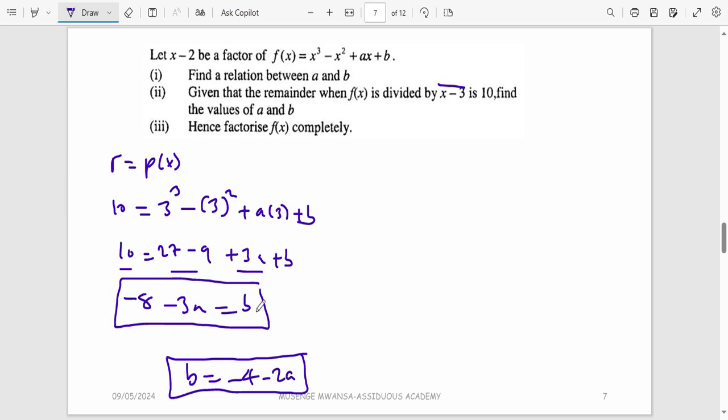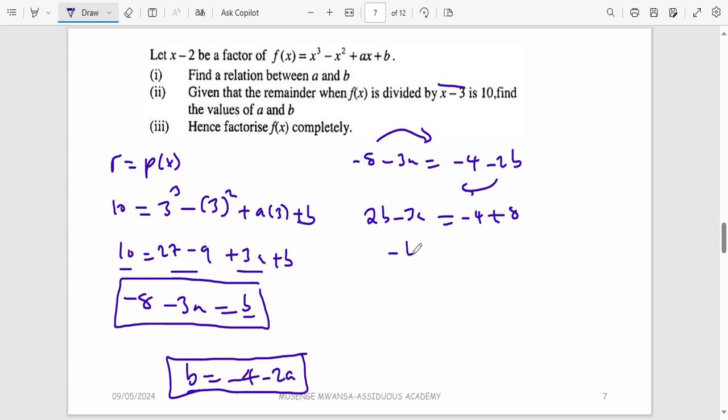This is another equation. So since b is equal to this and b is equal to this, we can equate the two equations. So negative 8 minus 3a is actually equal to negative 4 minus 2a. I'll take 8 this side, I'll take the 2a this side. So the 2a will become positive 2a minus 3a, and that will be equal to negative 4. The a to become positive. So this is going to be negative a is equal to negative 4 plus 8, which is positive 4. Divide both sides by negative. So a is equal to negative 4.